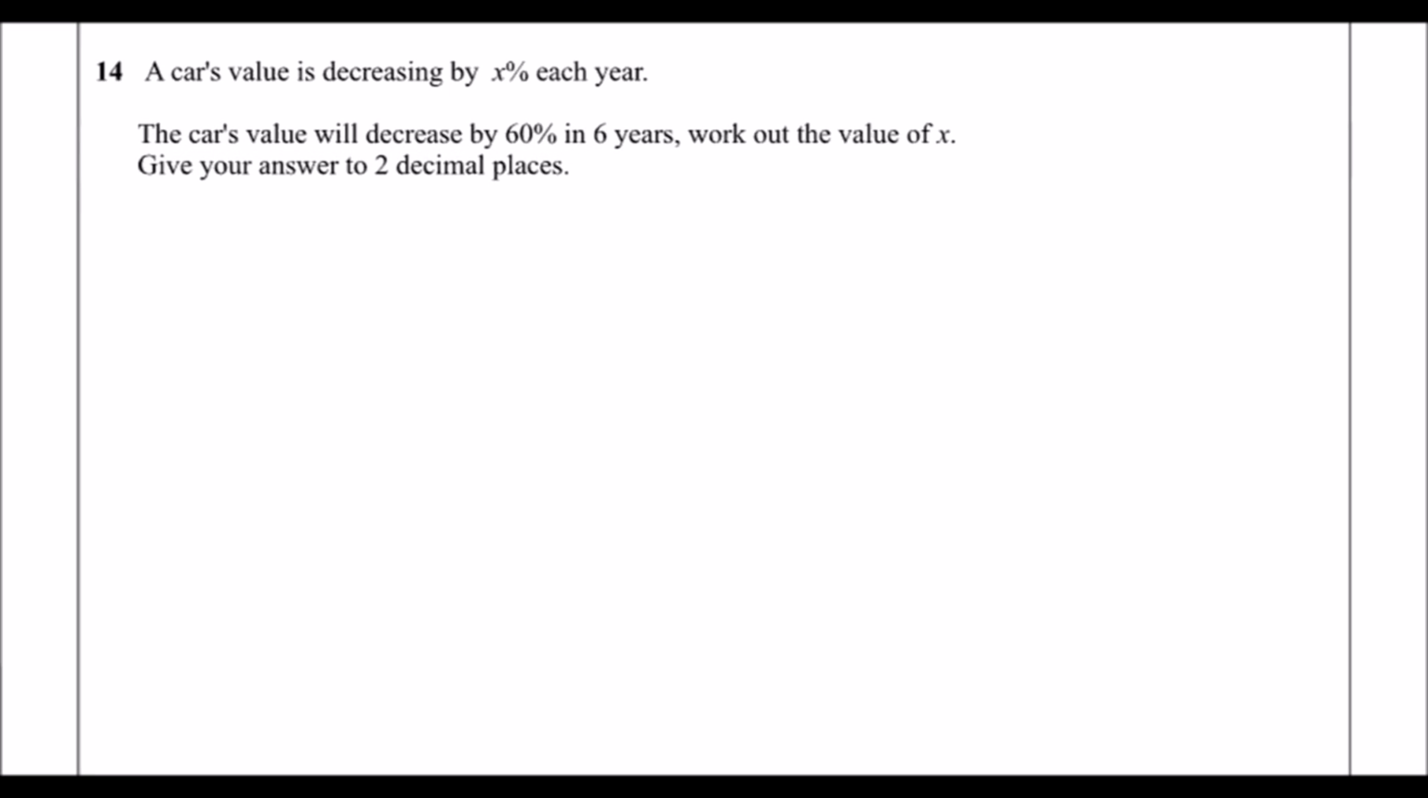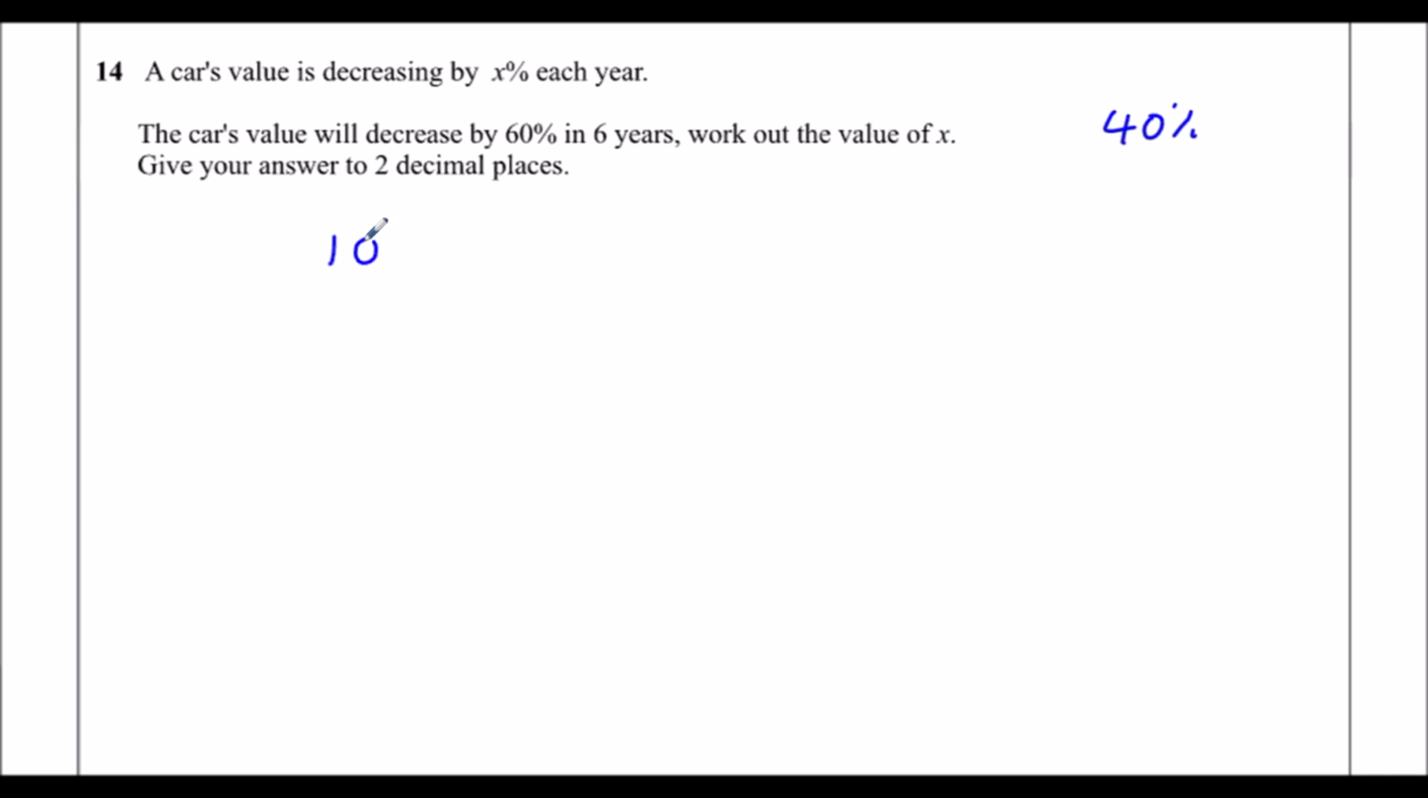Question 14. A car's value is decreasing by X% each year. The car's value will decrease by 60% in 6 years. Work out the value of X. Give your answer to 2 decimal places. So if we start with 100% and we decrease it by 60%, that means we've got 40% left.